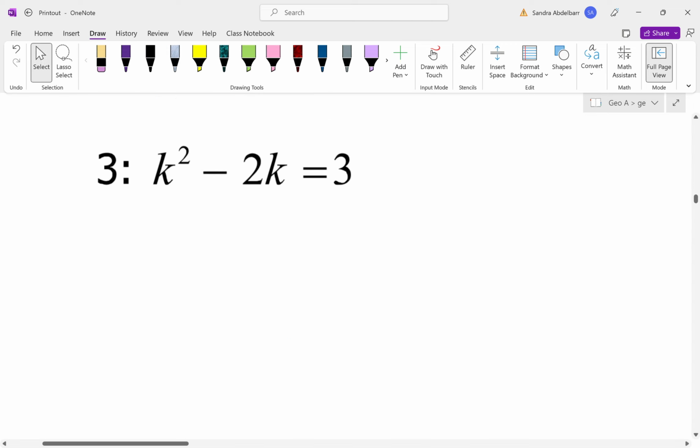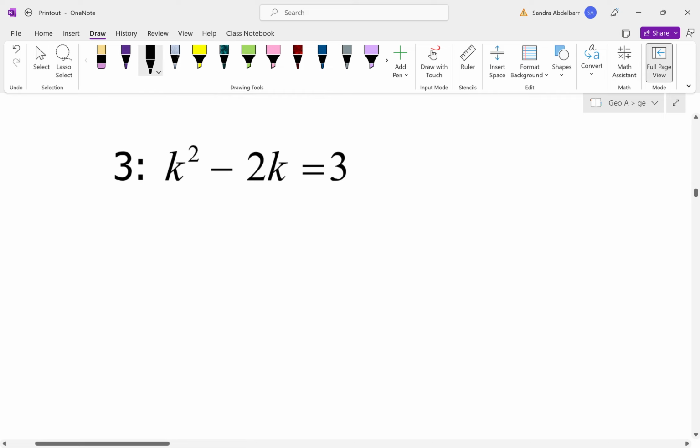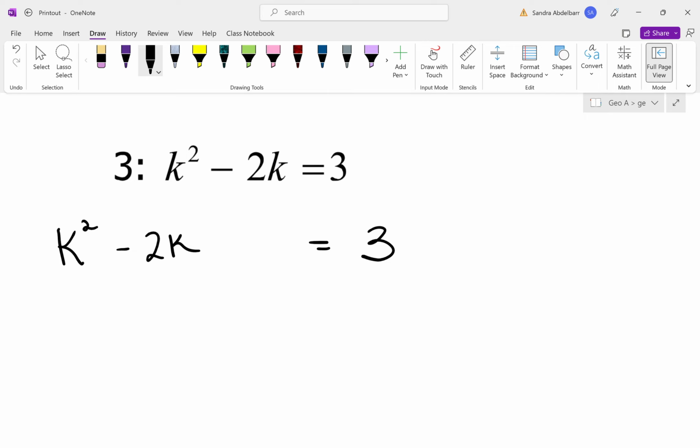All right, number 3. We're doing number 3 together. So I've already moved the constant term over for you. So we're left with k squared minus 2k equals 3. We're going to go to our k coefficient, which is 2. Half of 2 is 1. What's 1 squared? 1. That's okay. We're going to add 1 to the left side, and I'm also going to add 1 to the right side.